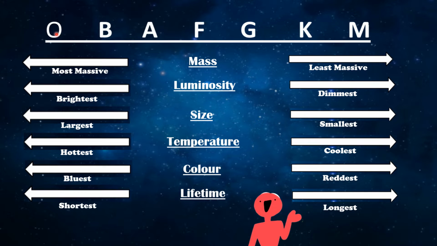In this picture, it shows how the properties are related to the classification. For example, O and B type stars are more massive and brighter than those in the G, K, and M type, which are least massive and the dimmest. While in the middle section here, F-type is in between the most massive and the least massive, and the luminosity is not too bright and not too dim.